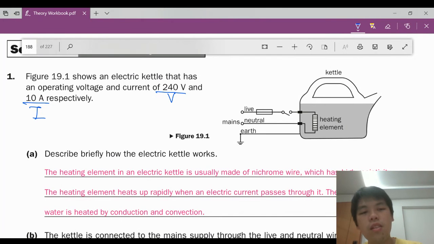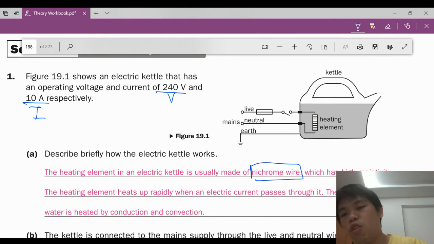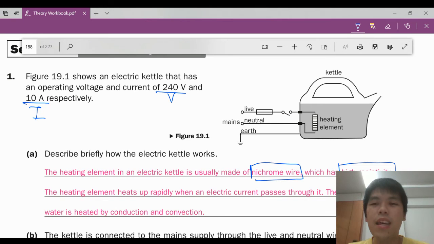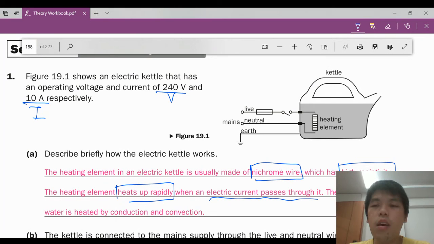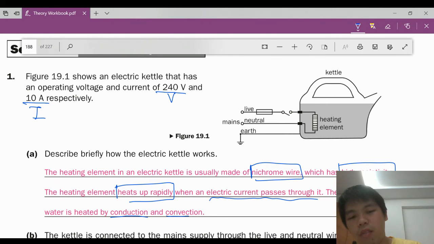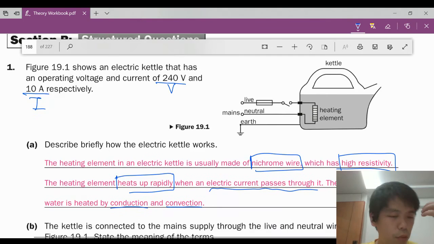So first you got to say the heating element in the electric kettle is made of nichrome wire. Tell us the properties of this nichrome wire. It has a high resistivity, which means that it has a high resistance. What will happen? The heating element will heat up rapidly when an electrical current passes through it. What happens after that? The water is heated by conduction and convection. Okay, let's move on to question 2.